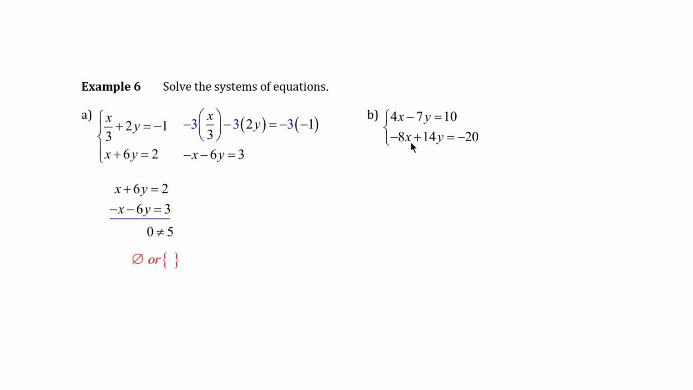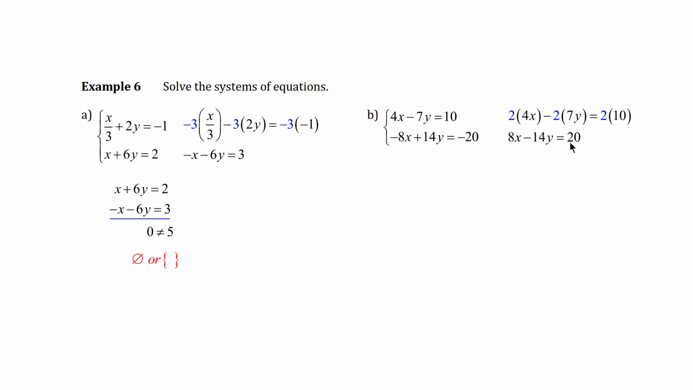So if we look at the coefficients, we have negative 8 and we have 4. So the LCM, or least common multiple, between 8 and 4 is 8. So we only need to change the top equation's 4x into positive 8x. To do this, we multiply all of the terms in the top equation by positive 2. We get 2 times 4x minus 2 times 7y equals 2 times 10. After doing the multiplication, the result is 8x minus 14y equals 20.